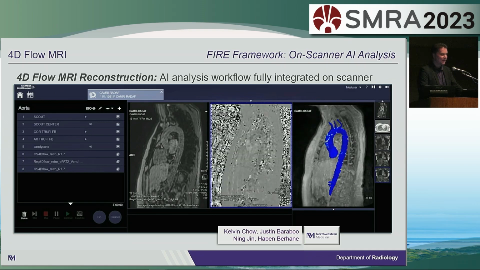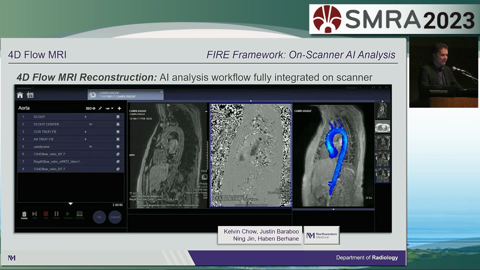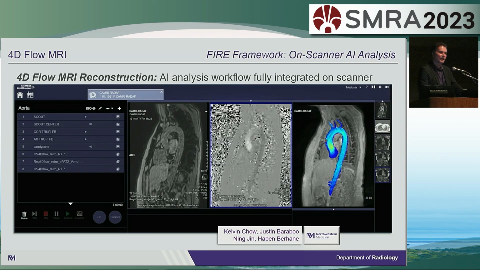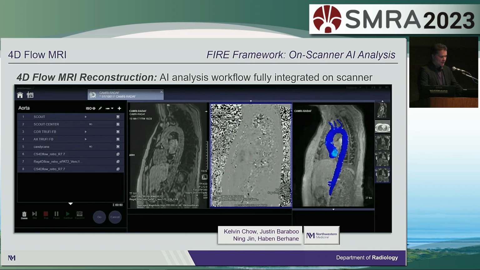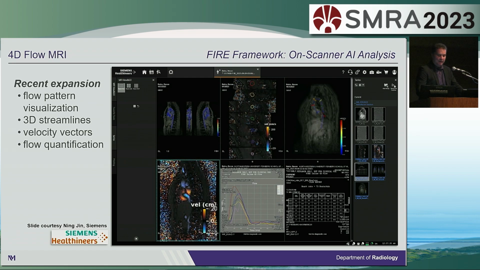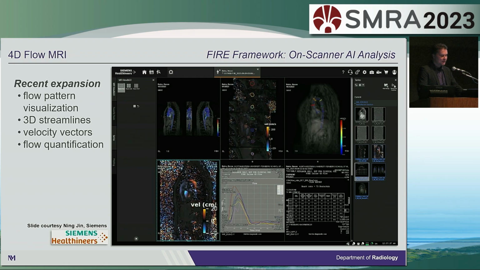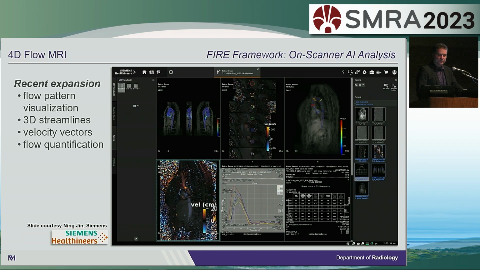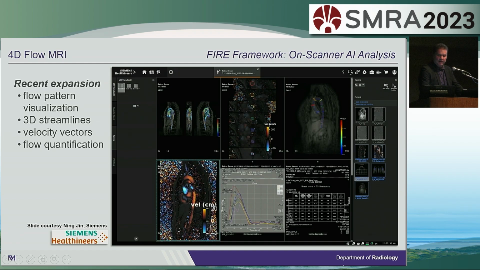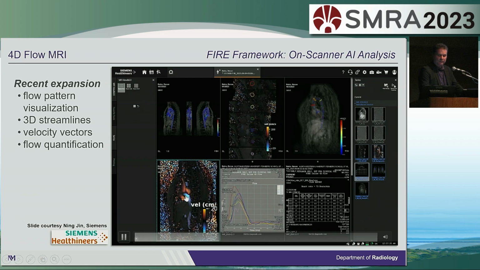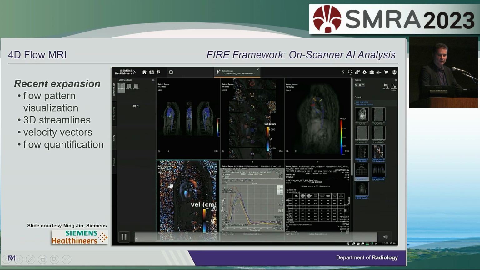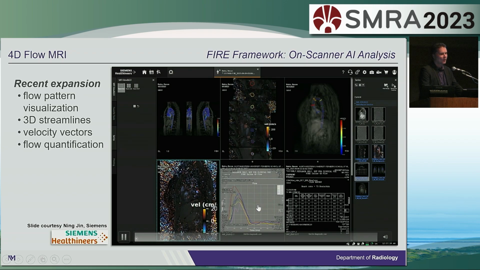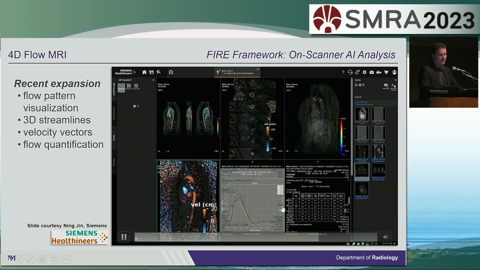You can see here the magnitude image, phase difference image, and then automatically performed eddy current correction, 3D segmentation of the aorta, and anterior maximum intensity projection. This has recently been developed further, again by Ning Jing from Siemens. I think this was also shown yesterday, and she's really trying to take this now to the next level with not only the very straightforward, simple visualization of peak velocities I showed here, but also with automated plane placements, flow volume quantifications, and tables that come out here.